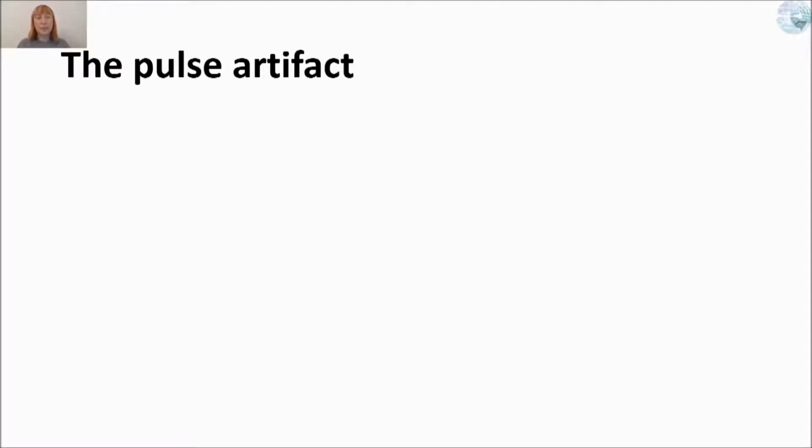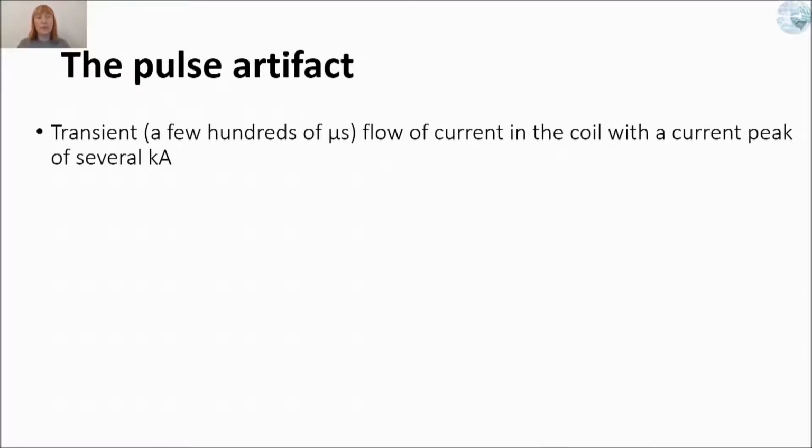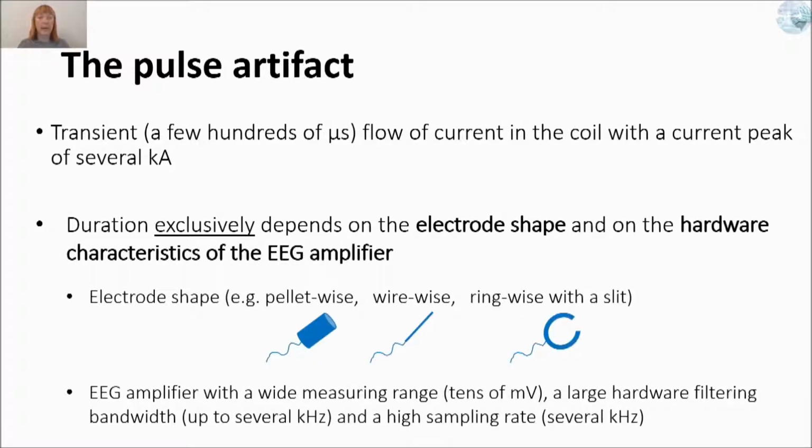This artifact is produced by the interaction between the strong and impulsive magnetic field produced by TMS and the EEG leads and amplifiers circuitry. Luckily, the duration of the pulse artifact exclusively depends on the electrode shape and on the hardware characteristics of the EEG amplifier, such as measuring range, filtering bandwidth, and sampling rate. Once these hardware characteristics are known, the duration of the pulse artifact is also known.